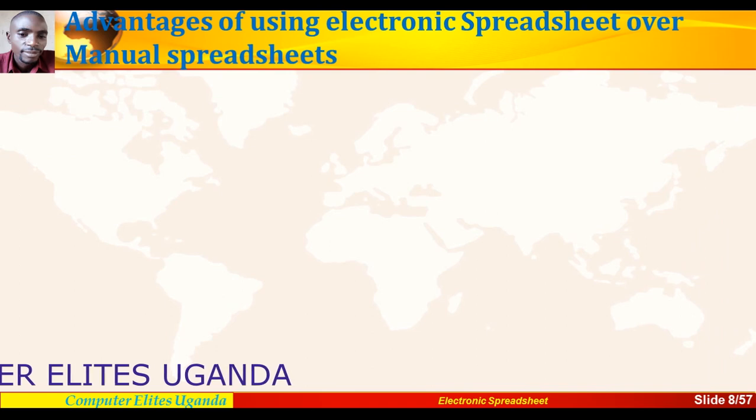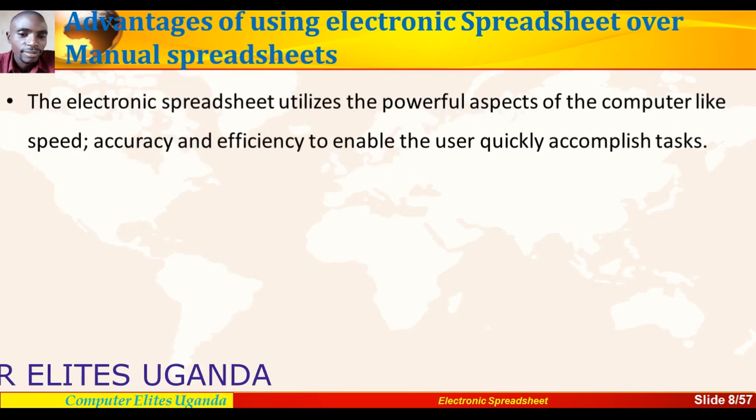Then let us look at some of the advantages of electronic spreadsheet over the manual spreadsheet. One, the electronic spreadsheet utilizes the powerful aspects of the computer, like speed, accuracy and efficiency, to help the user quickly accomplish tasks or problems. So spreadsheets give accurate results compared to manual spreadsheets.